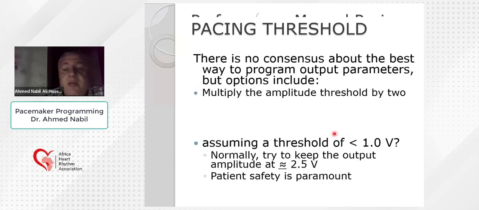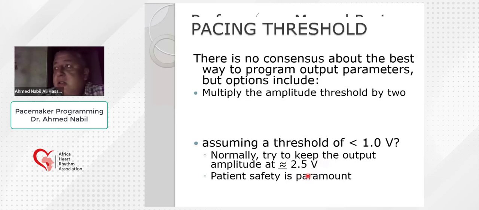But what if the pacing threshold is less than 1? Do I routinely adjust it to just double? Some physicians increase just to double. Some other physicians put a minimum of 2.5 volts. The 2.5 volts as a value, some consider it the minimum output that can be programmed. They don't like to decrease the output below 2.5 for safety reasons.